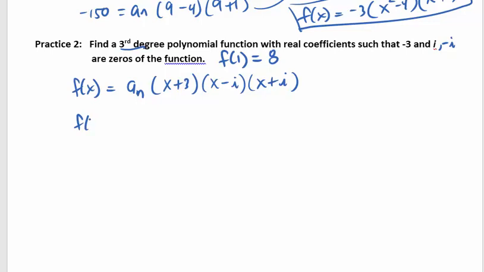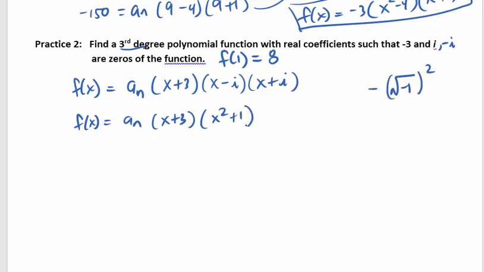All right, let's multiply this out to simplify it. Just like last time, we're going to have x plus 3 times x squared minus i squared. Well, i squared is negative 1. I want to take the opposite of that. It'll be x squared plus 1.